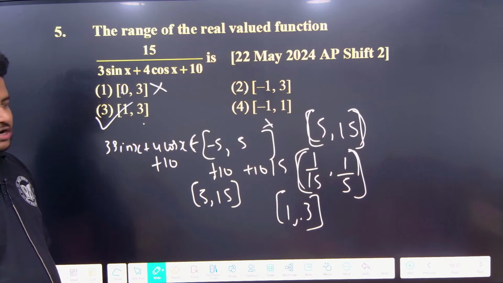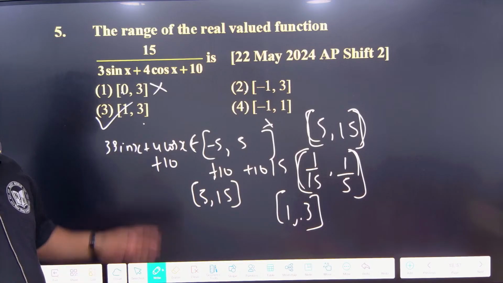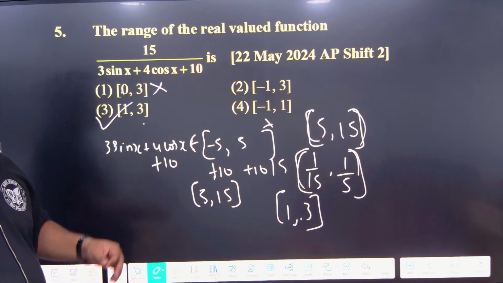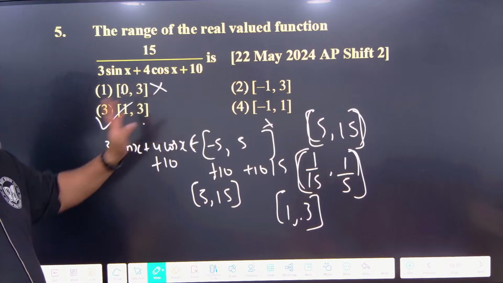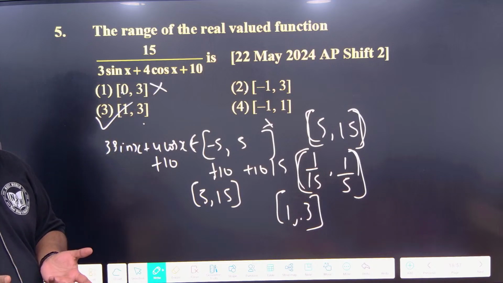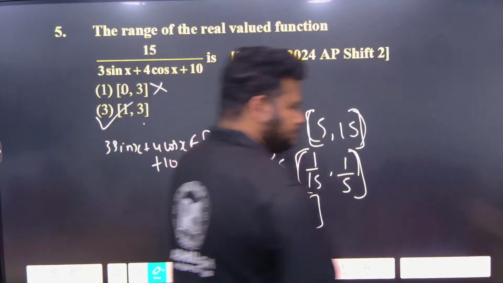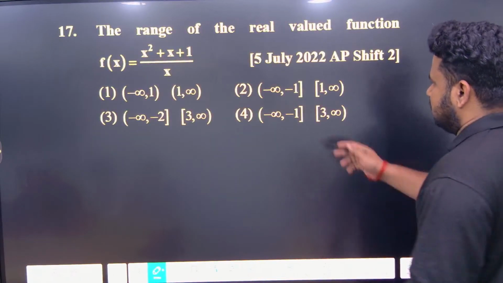Then you are left with the choice which you have to make. Then the probability that you will get it correct is higher. Either you can go with this one or this one. If you don't know how to do the question, I am telling you this. Clear? So in these two you can choose very easily. Instead of choosing from 4 options, choose from 2 options. Clear? This question is done. Try this question, all of you.